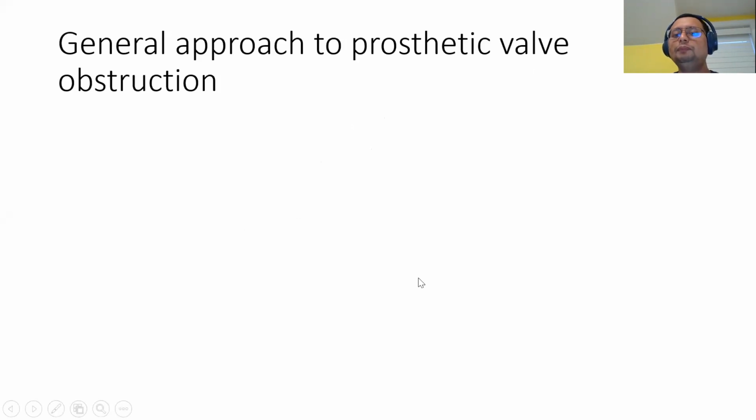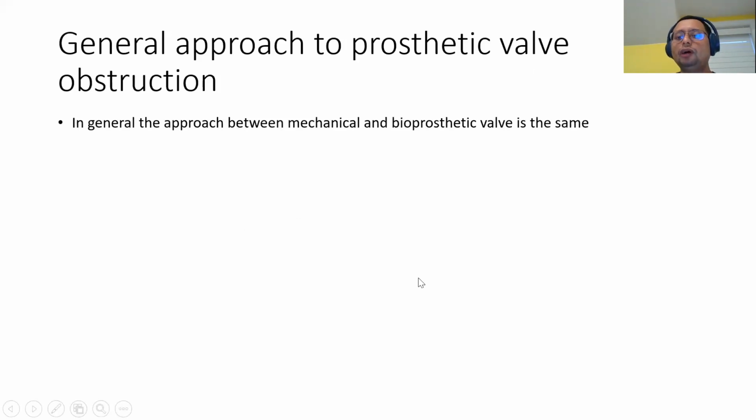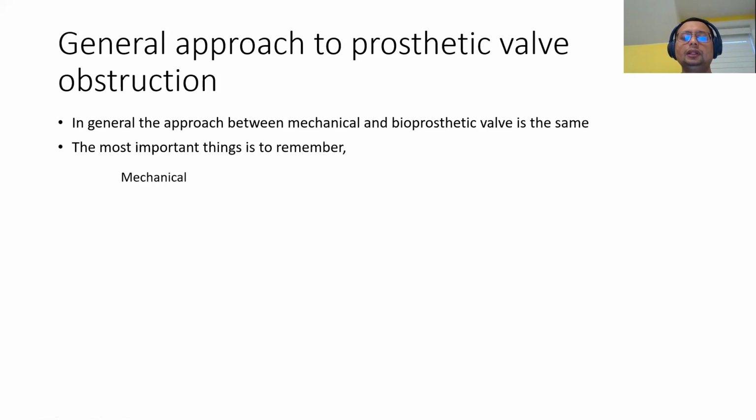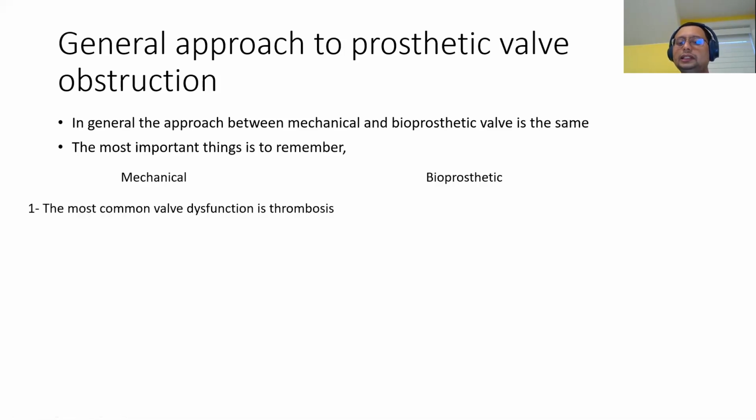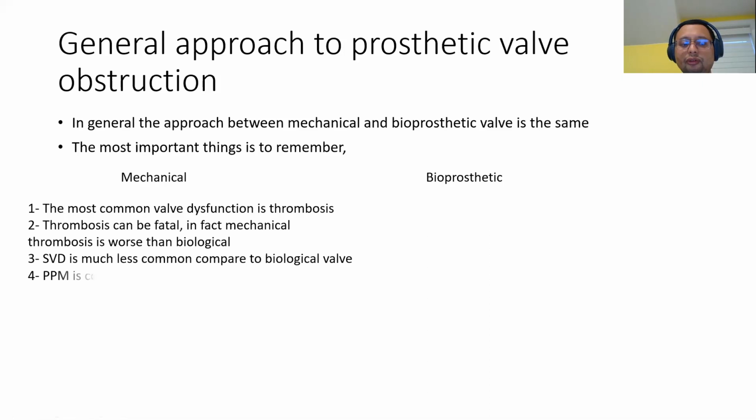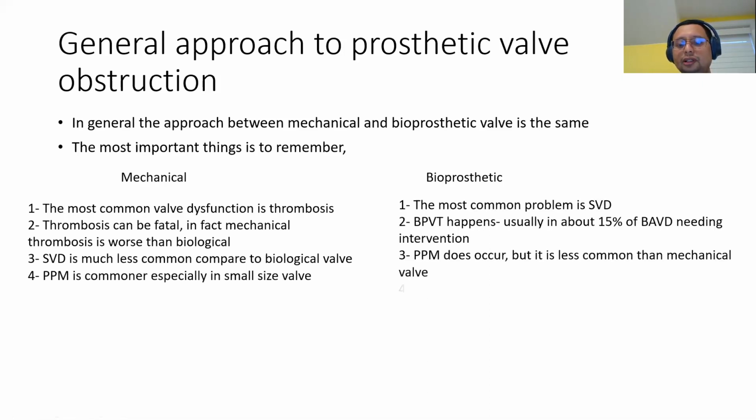So what is our general approach to high gradient across prosthetic valve? In general, the approach between the mechanical and bioprosthetic valve is the same. The most important thing to remember is the difference between mechanical and bioprosthetic valve. Number one, the most common valve dysfunction for mechanical is thrombosis and bleeding. The most common dysfunction for bioprosthetic is structural valve degeneration. So for mechanical, it is thrombosis. For bioprosthetic valve, it is structural valve degeneration.